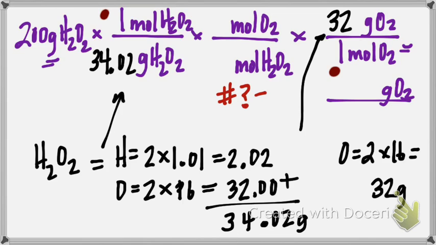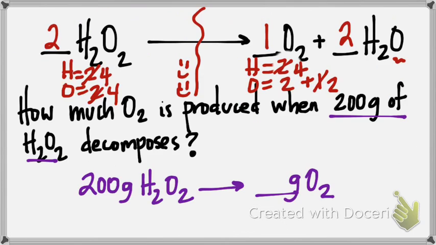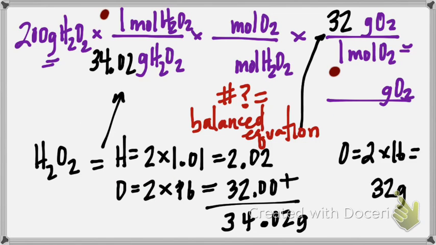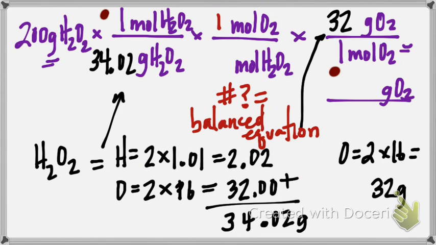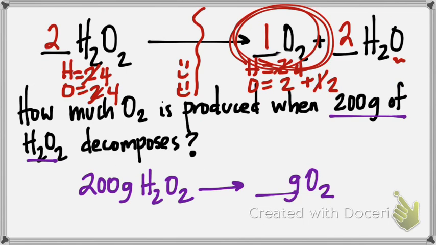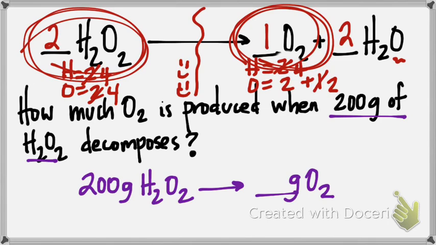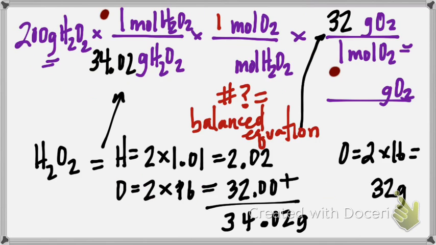The numbers in the middle come from the balanced equation. So I have to look back at my balanced equation, and we're going to find that it was balanced with a 2, 1, 2. So my moles of diatomic oxygen were 1, so I'm going to put a 1 right there. And then my moles of H2O2 were that. You had 2 of them, so I'm going to put a 2 right there.